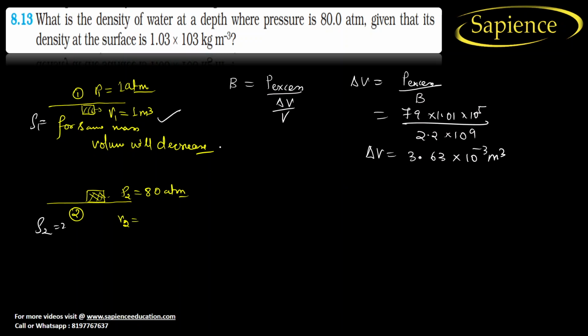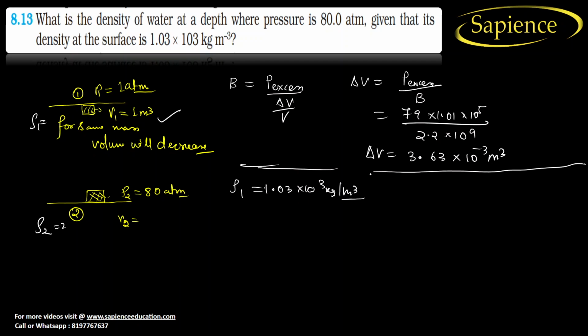So we have got the change in volume. Now we actually need to find the density at position 2. We know that density rho 1 is given as 1.03 into 10 to the power 3 kg per meter cube. So this they have given. We know that volume V1 is equal to mass by density, m by rho 1. Since for both positions we are taking the same amount of mass, only the volume will be decreased.